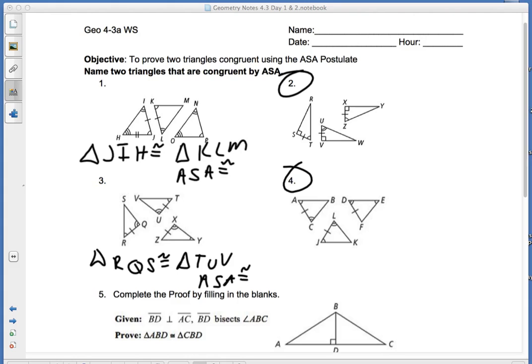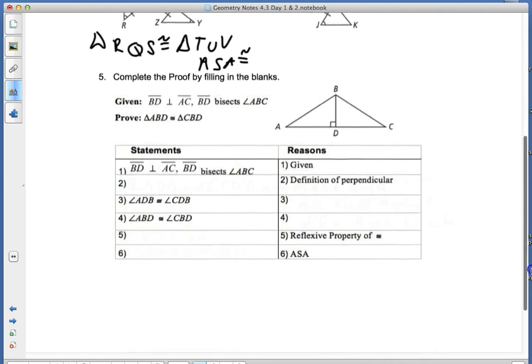So on number 1, I've got triangle JIH congruent to triangle KLM, angle side angle congruence. 3 is triangle RQS congruent to triangle TUV, angle side angle congruence. I get to choose one of these 2 or 4 to grade. That's my choice. Okay, and then as we're going through here, we got 5.